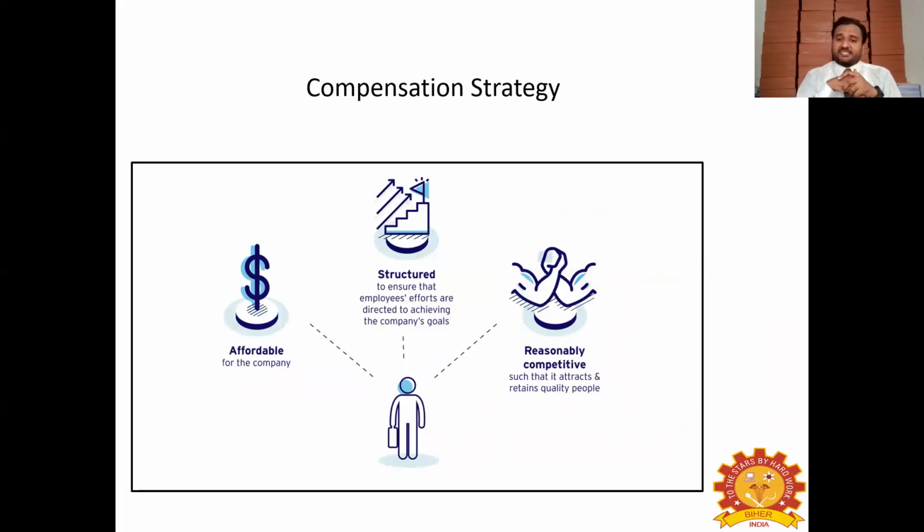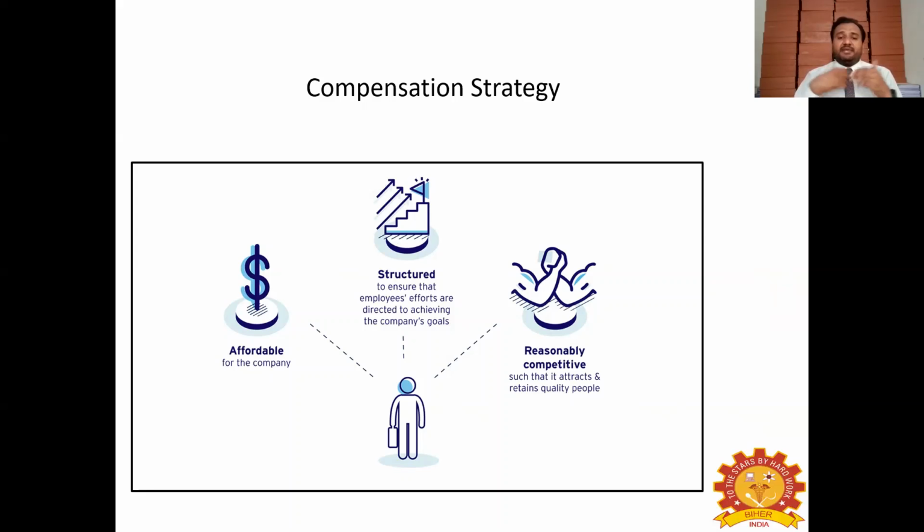And they use different compensation strategies, right? That strategy has to be affordable by the company. As a company, I cannot give more and more benefits which may bite into my revenue. Okay, it should not be a problem for me. So accordingly, I have to pay extra benefits to my employees, and it needs to be structured, right? If I give something extra to the employee, that will help them work for the organization, and that should lead to the growth of the organization. That is called structured additional benefits, right?